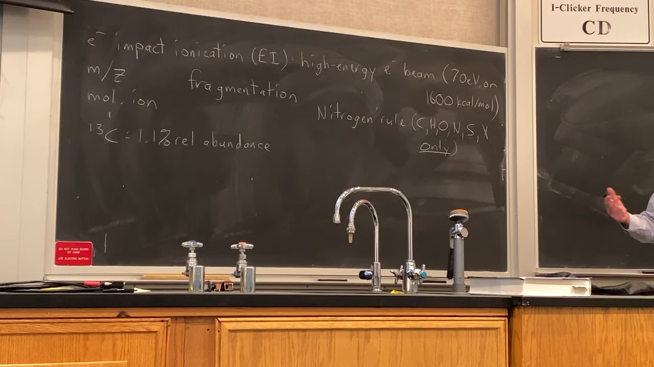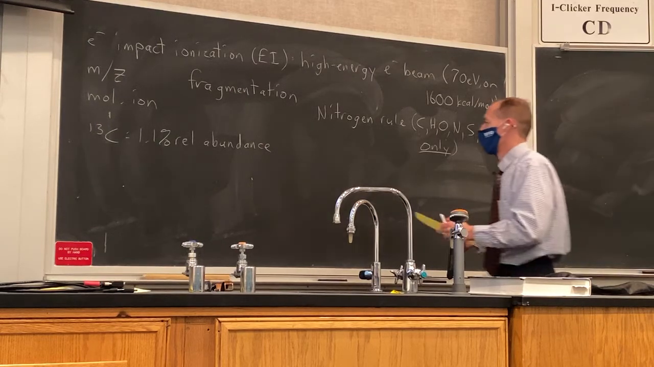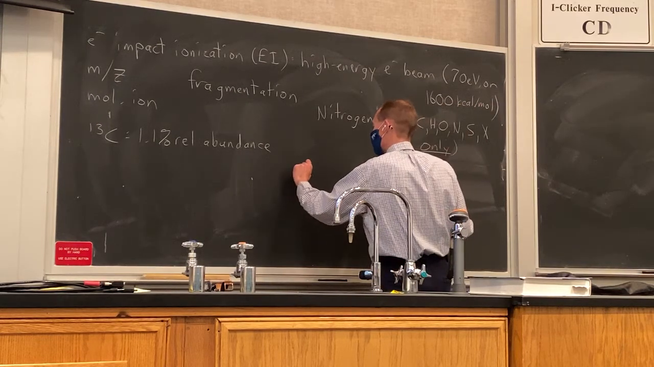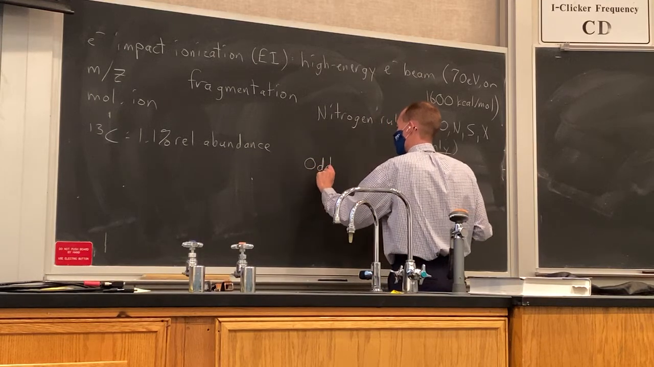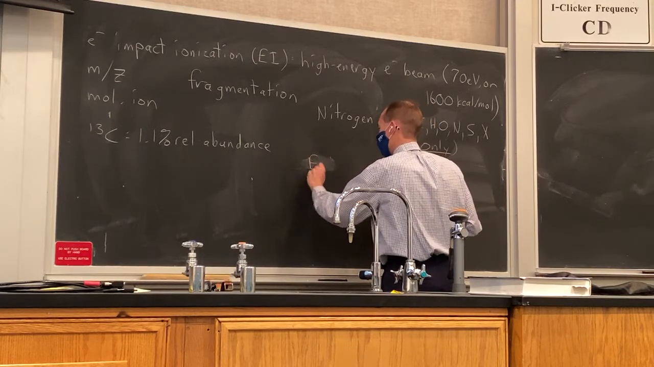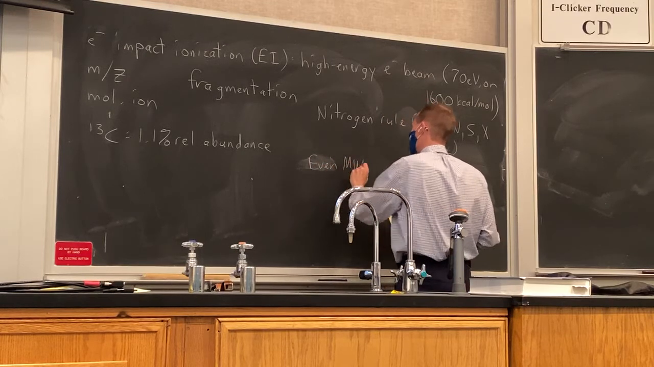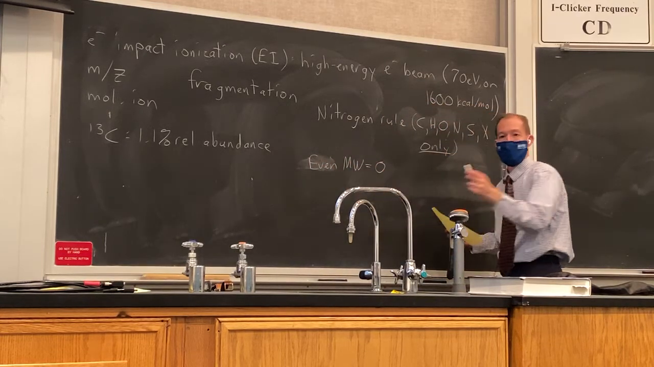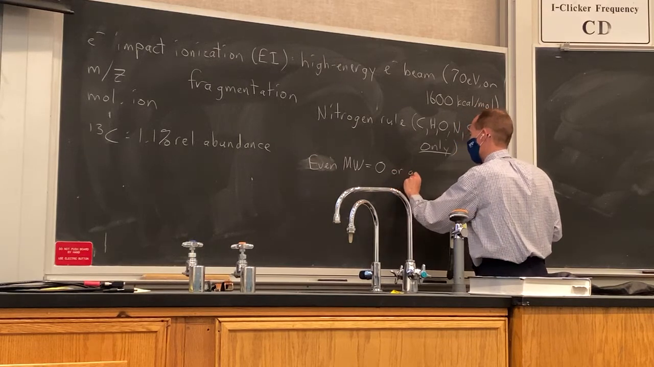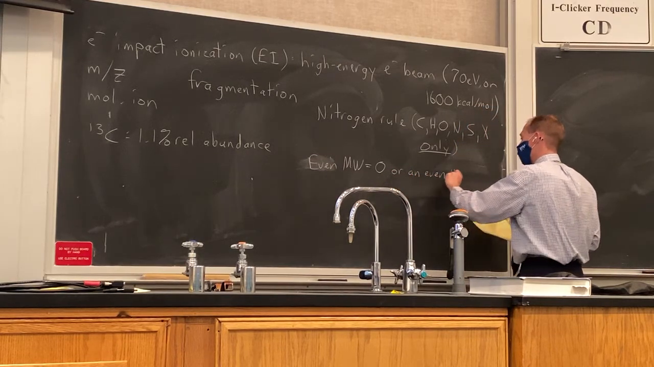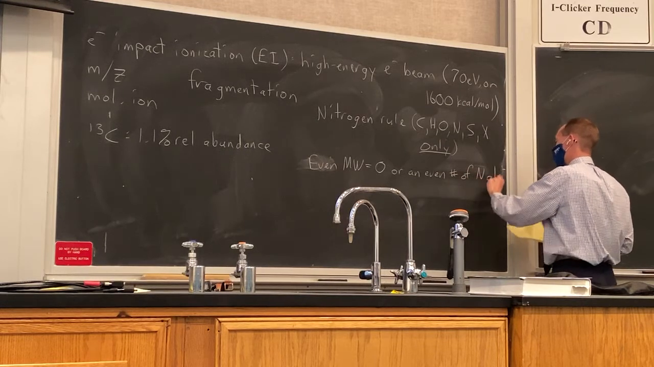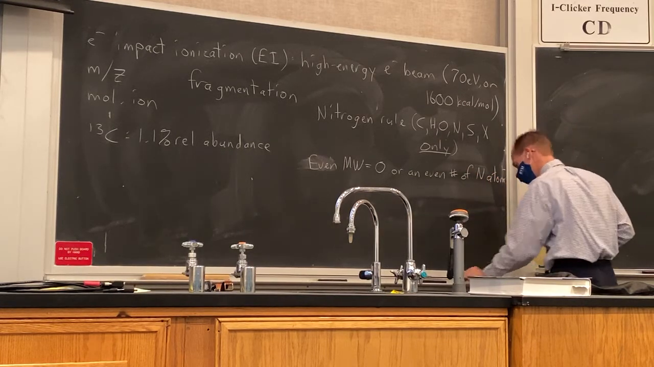The only common element present that's not up here is phosphorus. If you have phosphorus present in your molecule, this does not apply. But as long as you don't have phosphorus and you don't have any other exotic elements, we'll start with even. If you have an even molecular weight, that tells you you either have no nitrogen atoms or an even number of nitrogen atoms.